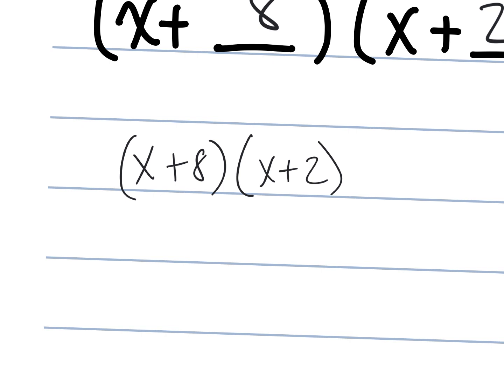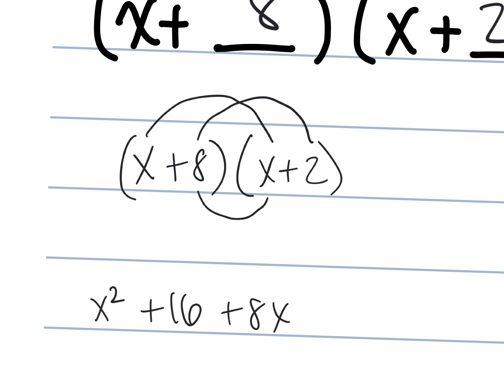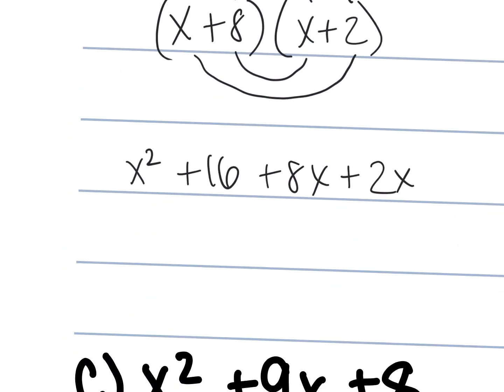How do I FOIL? Someone walk me through the FOIL process. X times X gives you? X to the second. Okay. 8 times 2 is 16. 8 times x is 8x. Plus 2 times x, which is 2x. Keep going. Now you do 8x plus 2x, which will give you 10x. Very good. Now you put it in standard form, and it gives you x to the second plus 10x plus 16.